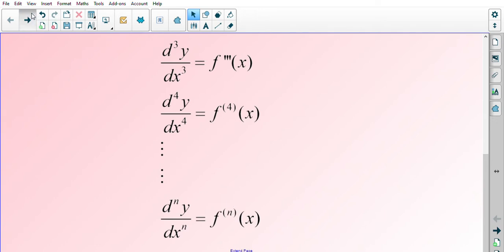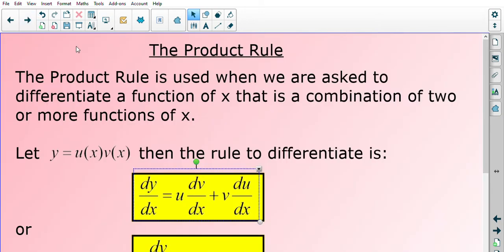So I'm going to start off with the product rule. The product rule is used when we are asked to differentiate a function of x that is a combination of 2 or more functions. Okay, so an example, if we let y equal this function here, so they're both functions of x, but it's a function u multiplying a function v. Okay, so we've got 2 functions here. How do we differentiate this?